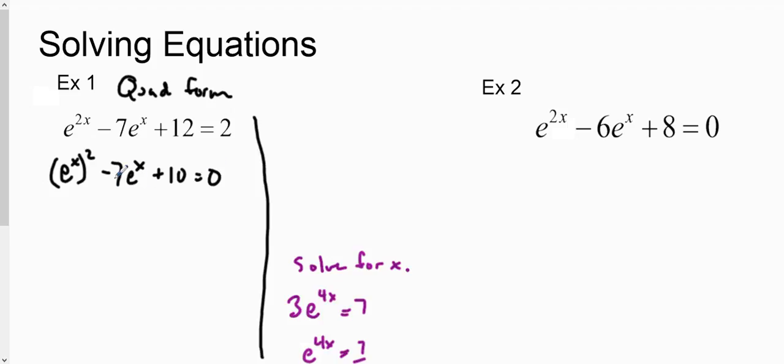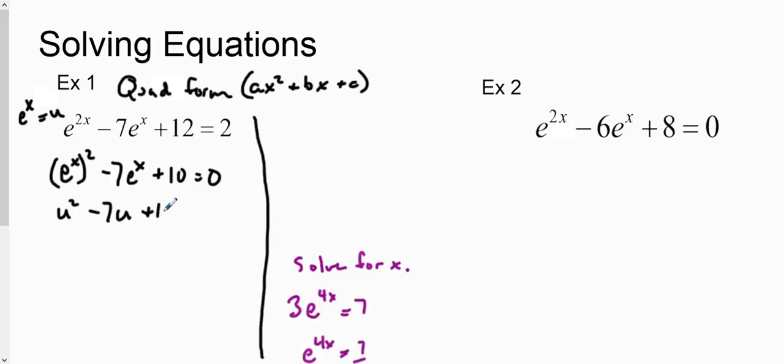Now, normally, this doesn't look like a normal quadratic. However, if you think about it, a quadratic form is where we have ax squared plus bx plus c. Well, in this case, we have a coefficient of 1, but instead of having x, we actually have e to the x. So let's just think that e to the x is actually equal to a letter u. So for all e to the x, I'm going to plug u in there.